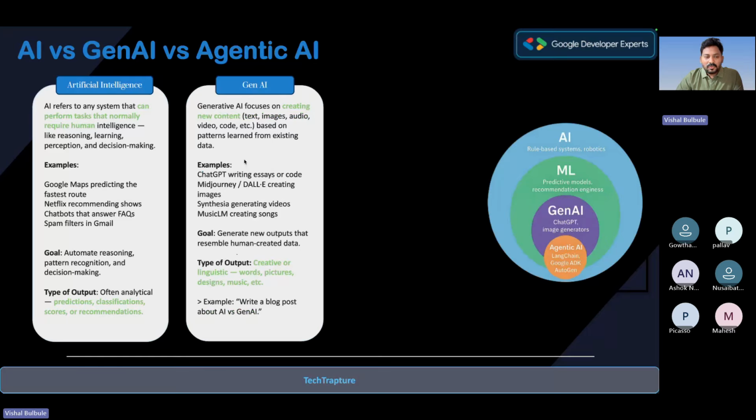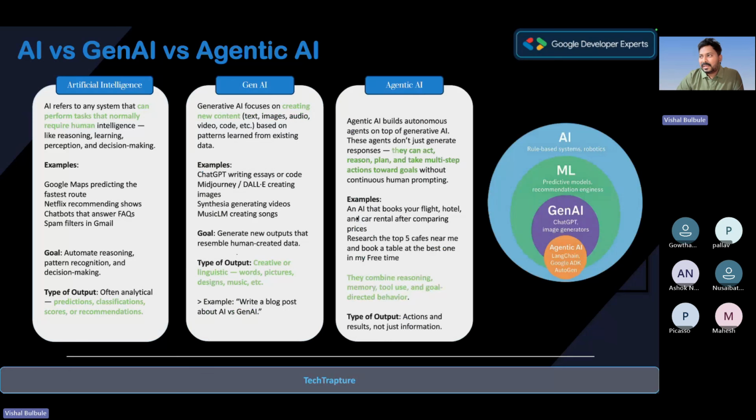So you can create new content from your prompts. That is mainly GenAI. Examples are ChatGPT, Gemini, or Midjourney and DALL-E for creating images. All these are GenAI. And the third and most trending is agentic AI. Agentic AI uses GenAI definitely, but it uses GenAI to do certain tasks.